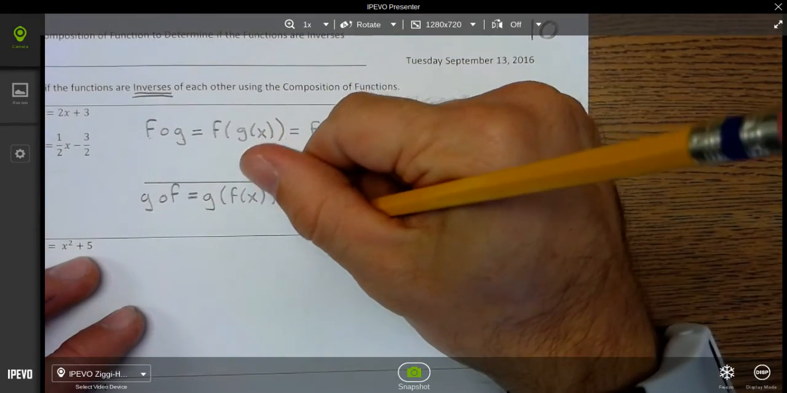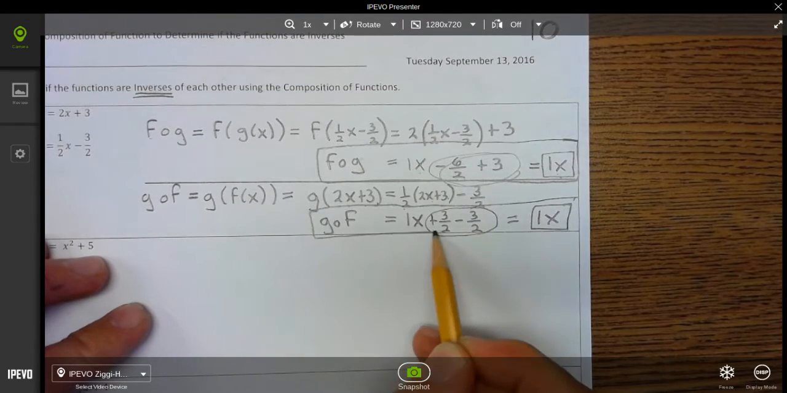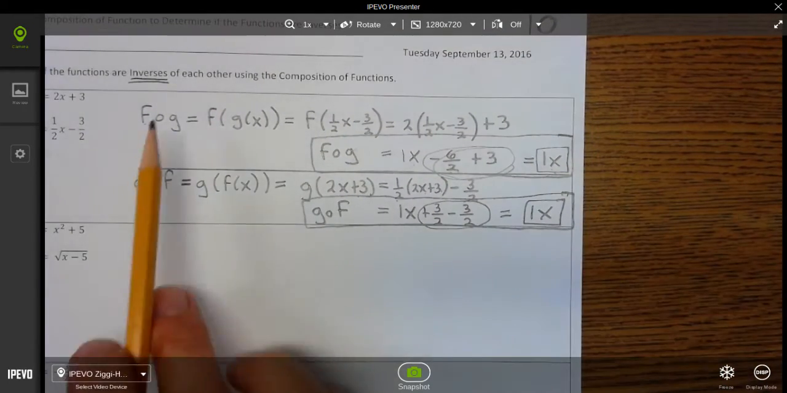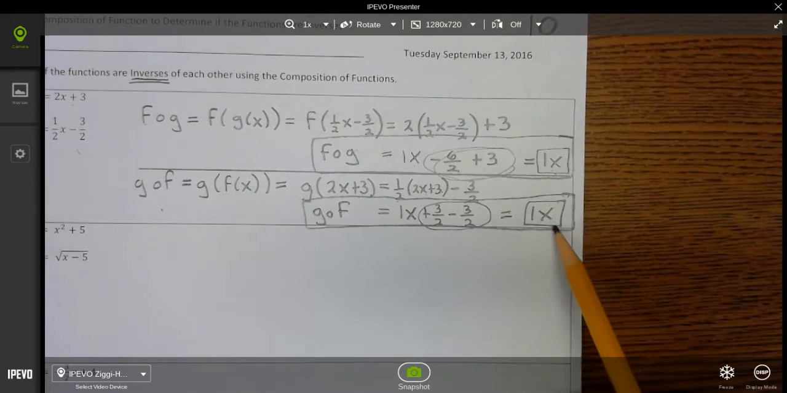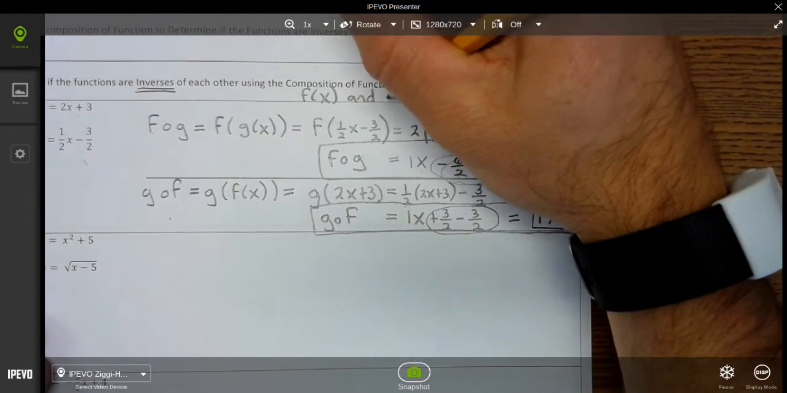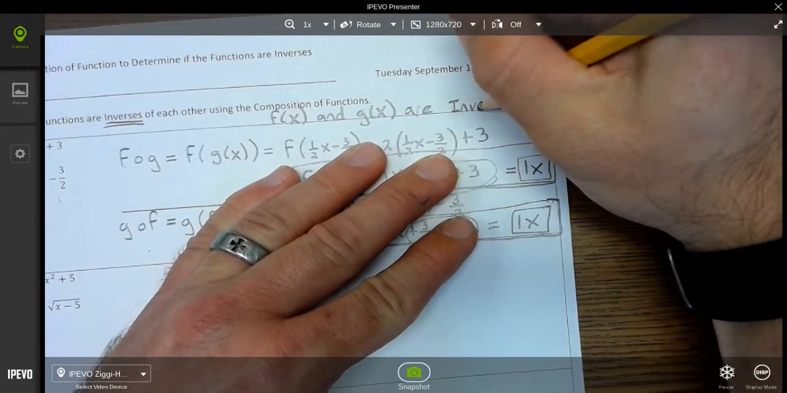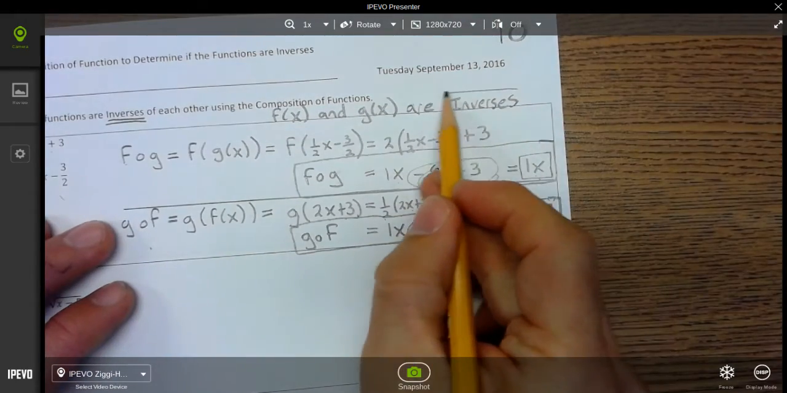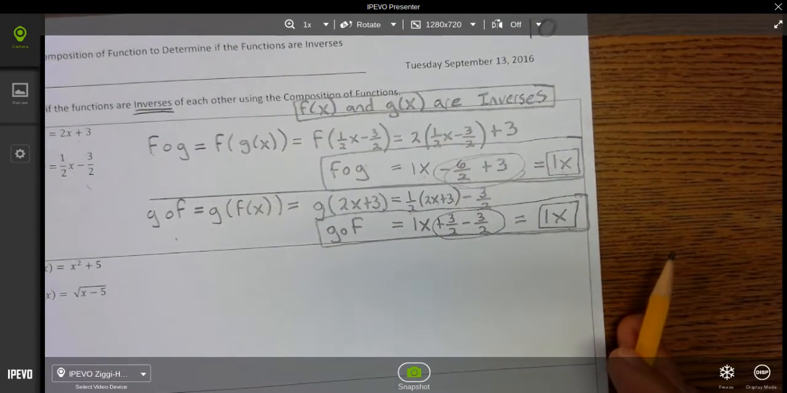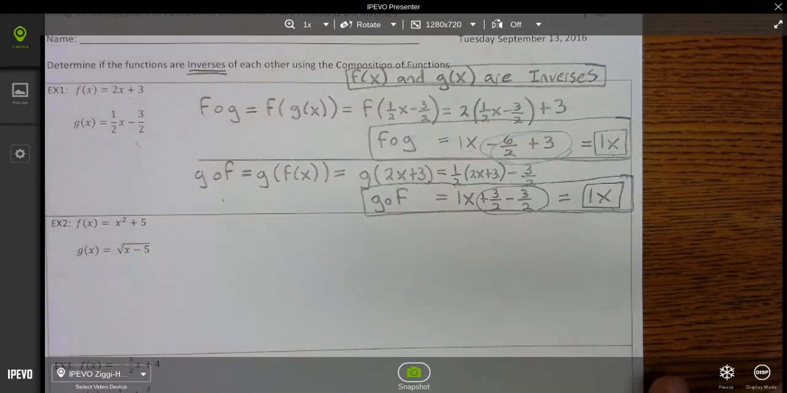So just like we did before, you can bring this down. So g of f, or gof, equals 1x. Since the result of fog and gof for these two functions is 1x, 1x, we can say that f of x and g of x are inverses. So that's your final conclusion here. Okay, so that's example 1. I'm going to let you try example 2 on your own, and let's look at example 3.